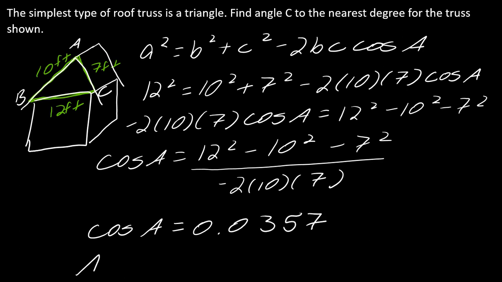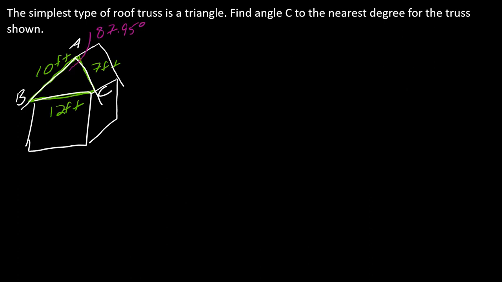and so then if I take the inverse cosine of that, I get that angle A is 87.95 degrees. Okay, cool. So now that I know that, now I can figure out what C is, right? So let me make a little space. Okay, and now I'd like to figure out what C is.